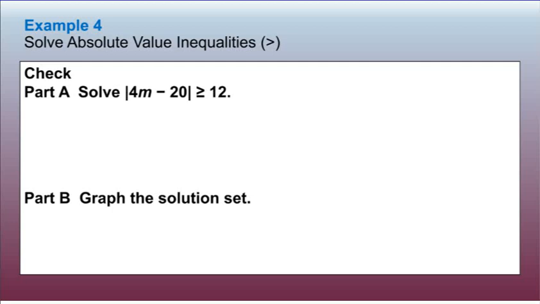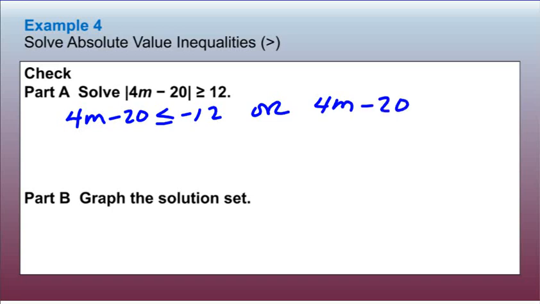Next, check this one. Then we're going to graph it. So this is greater than, so I'm going to have two inequalities. I'm going to put the negative 1 on the left-hand side so it makes it easier when I draw my graph. So I have 4m minus 20 is less than or equal to negative 12, or 4m minus 20 is greater than or equal to 12.